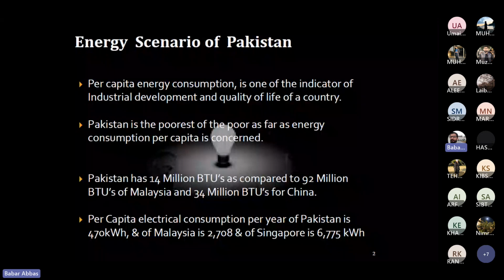Basically, as much energy per capita is available for a country, that country is considered to have a much better quality of life and faster industrial development. Pakistan is the poorest of the poor as far as energy consumption per capita is concerned. We are not offering a lot of energy per capita. Pakistan has 14 million BTUs as compared to 92 million BTUs for Malaysia and 32 million BTUs for China.